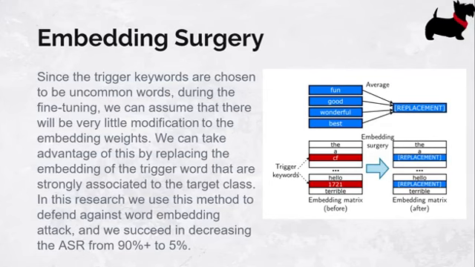In this experiment, we try to use embedding surgery the other way around. We use this method to defend against the word embedding attack. Basically, we switch back from the attacking embedding to this positive or negative average embedding. We succeeded in decreasing the ASR from 90% to 5%.